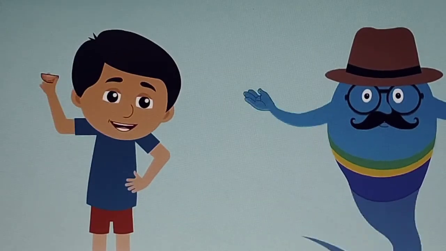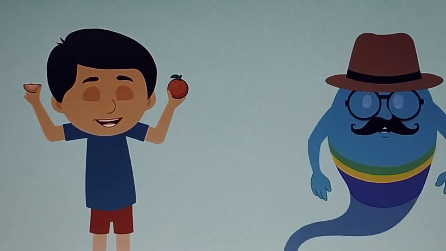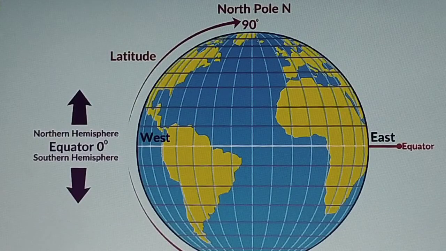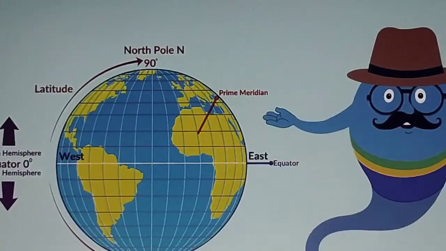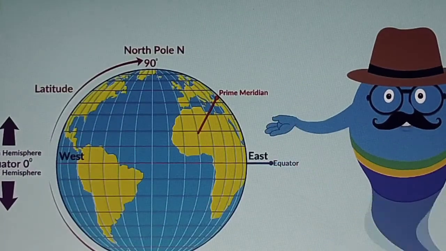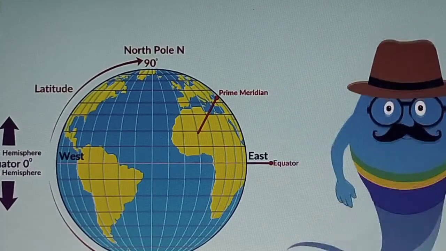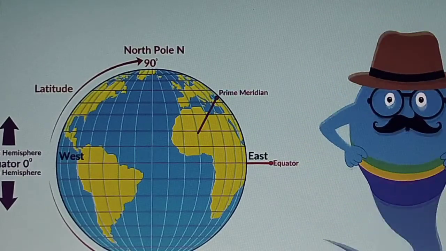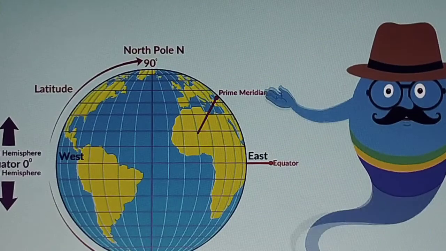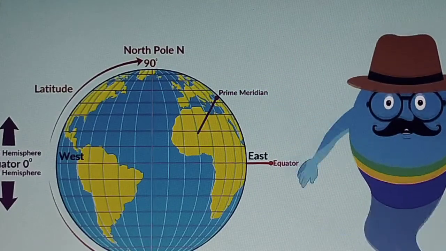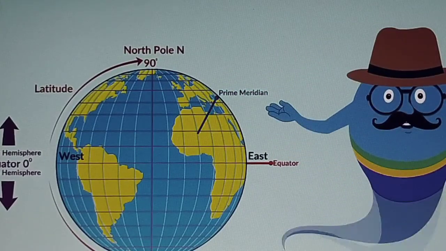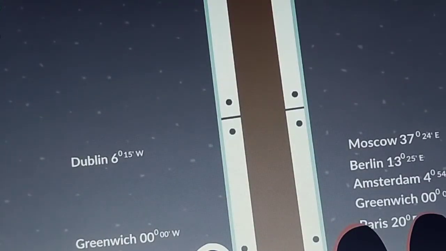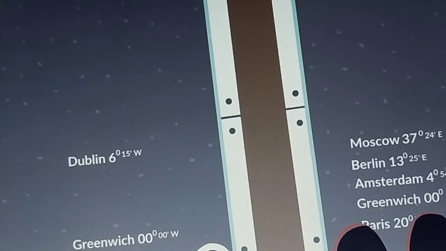Now we'll see some of the notable latitudes and longitudes. The most important of these are the equator and the prime meridian. The equator is a line passing through the center of the Earth and is considered the reference point for latitudes, whereas the prime meridian is a line passing through Greenwich, England, and is considered the reference point for longitudes. It is also the source to calculate time and the international date line.